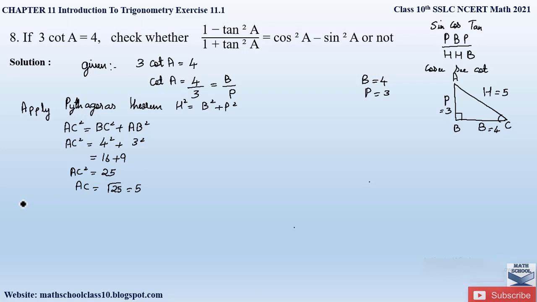So let us first consider the left hand side part given in the question, that is 1 minus tan square A divided by 1 plus tan square A. So what is the tan value? The trigonometric ratio for tan is perpendicular by base. So here the perpendicular value is 3 and the base value is 4. So it is 3 by 4.